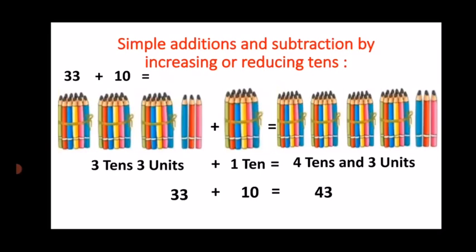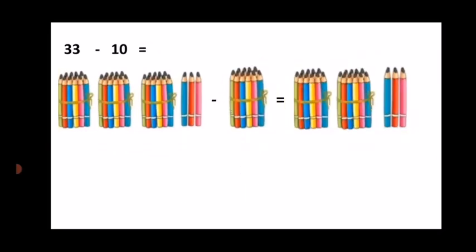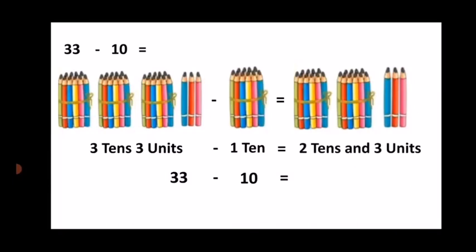So now the next example, we can see here 33 minus 10. The numbers are same, only what we have to do here is we have to subtract them and we have to find out the answer. So as you can see here, 3 bundles of pencils and remaining pencils are here 3. So we are going to write them as 3 tens, 3 units, that means 33 minus 1 ten. Okay, 1 bundle of pencil, that means 1 ten, that means 10 is equal to 2 tens and 3 units, that means 23.